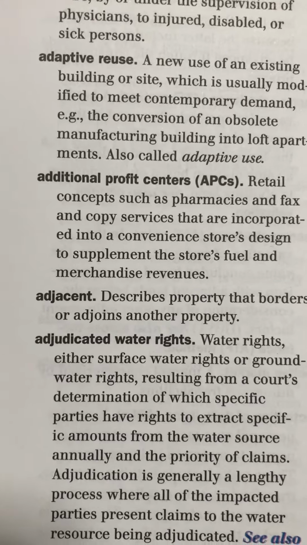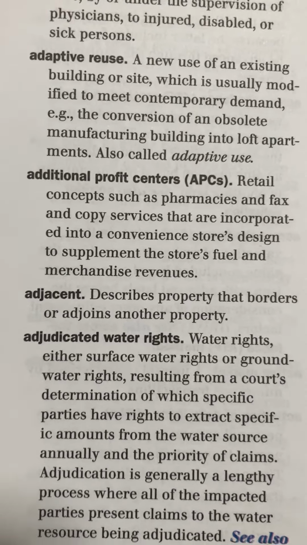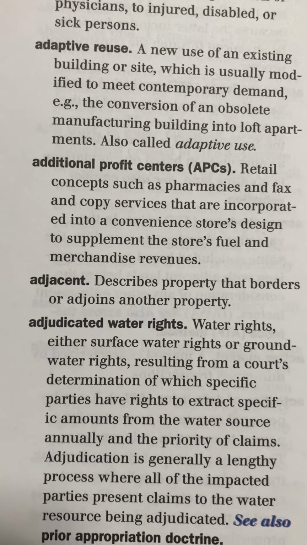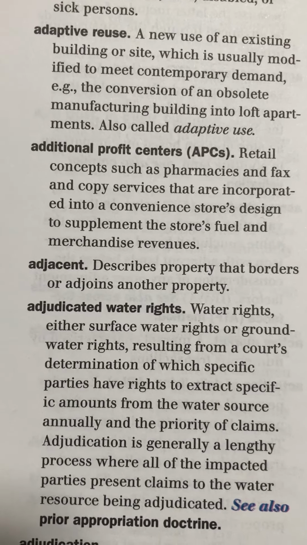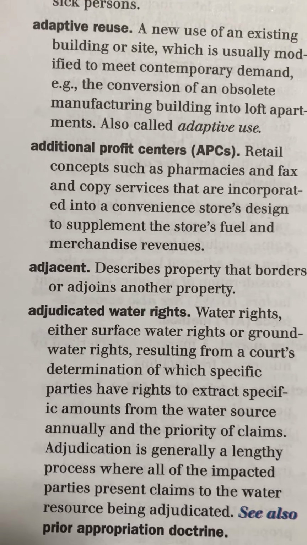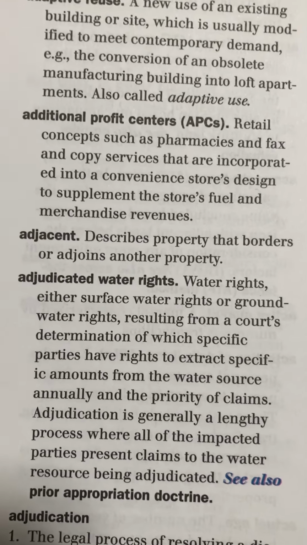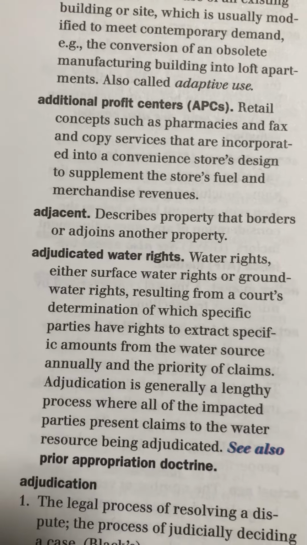Additional profit centers, APCs. Retail concepts such as pharmacies and fax and copy services that are incorporated into convenience stores designed to supplement the store's fuel and merchandise revenues. Adjacent describes property that borders or adjoins another property.